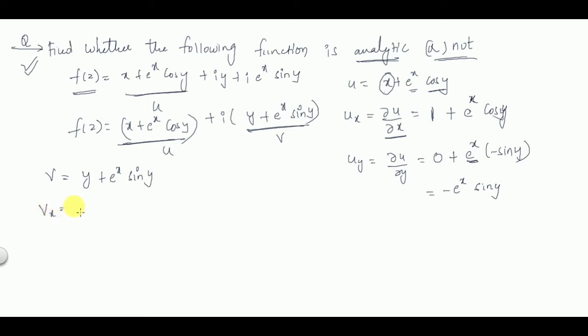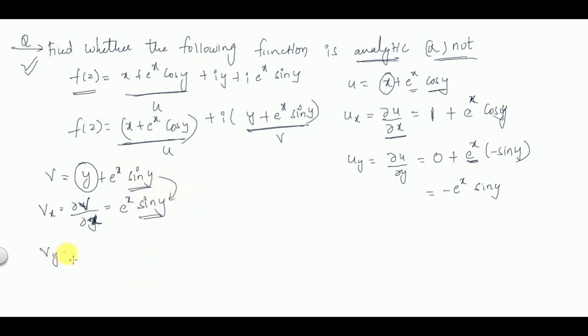Okay, similarly v is equal to y plus e power x into sin y. So vx, that is dou v by dou x, when you are differentiating with respect to x, y is constant, so differentiation of a constant is 0, so you'll get e power x. Dou by dou x of e power x is also e power x into sin y, since all the terms which contain y are taken as constant, so you'll get the same term here.